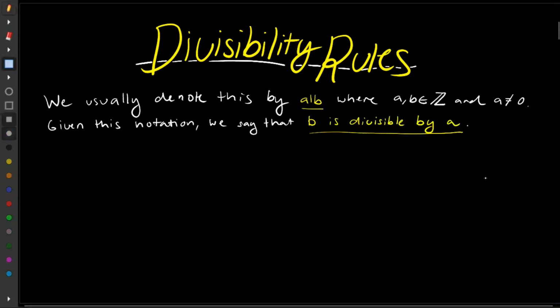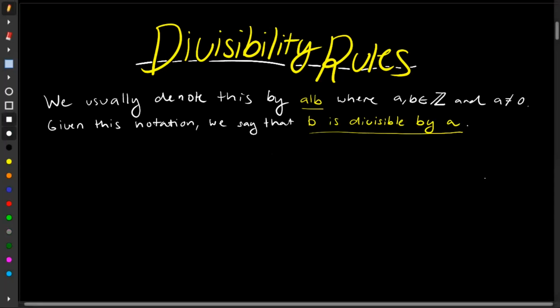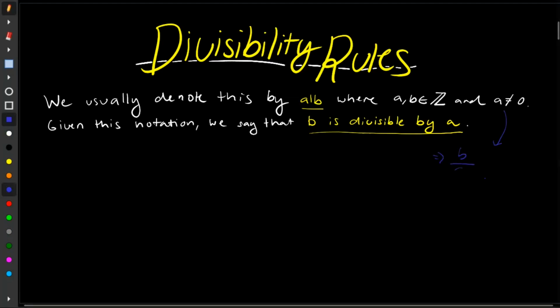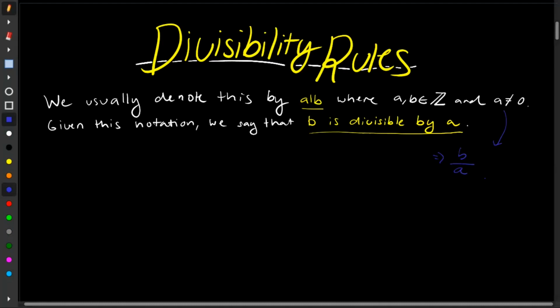Now we usually denote this by this symbol: A divides B, or B is divisible by A, where A and B are integers and A is not equal to 0. A cannot be equal to 0, since if it is, this implies B over A, or B over 0, which is undefined.